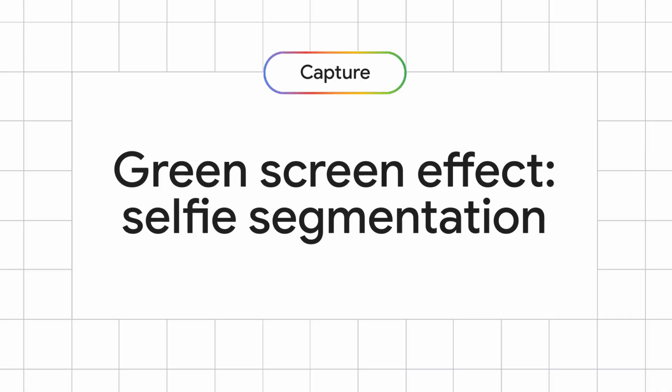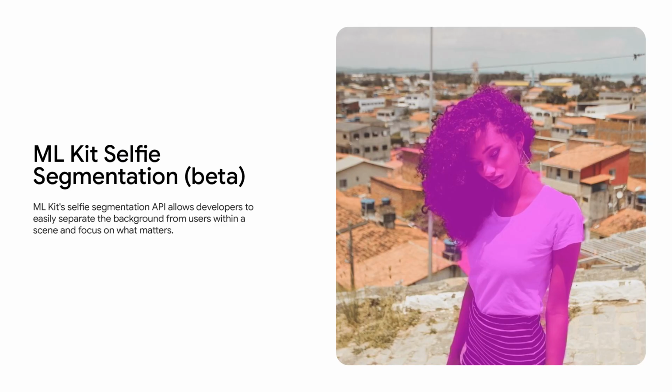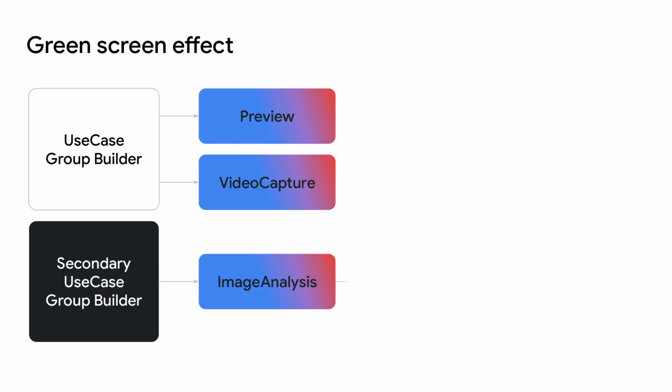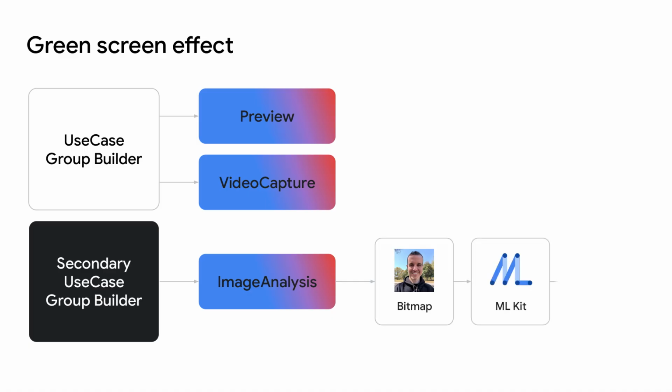Next, we need to set up our image analyzer to do selfie segmentation. We can leverage MLKit's Selfie Segmentation API for this, which can separate people in the foreground from the background of an image. Going back to our architecture diagram, we can create a bitmap from each frame that comes out of our image analysis, pass that into MLKit, and get a grid of probabilities that each pixel is in the foreground, which we can turn into a mask to remove the background.